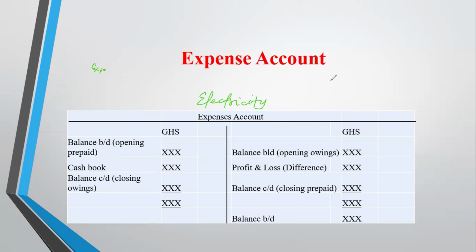Expenses owings is treated as a current liability, and all liabilities have a credit balance. So if there is an opening balance, which is expenses owings, then it should be on the credit side. This will be given to you in the question. If the opening owings is on the credit side, then the closing owings will be on the debit side. That is the balance carried down.